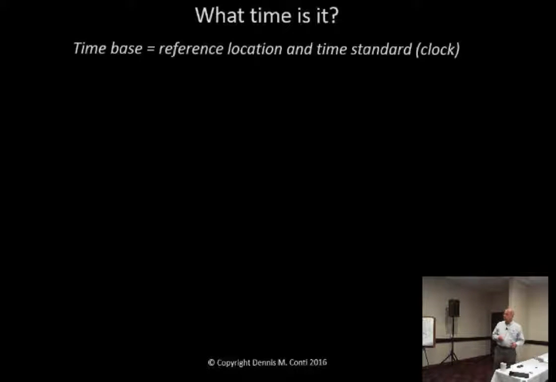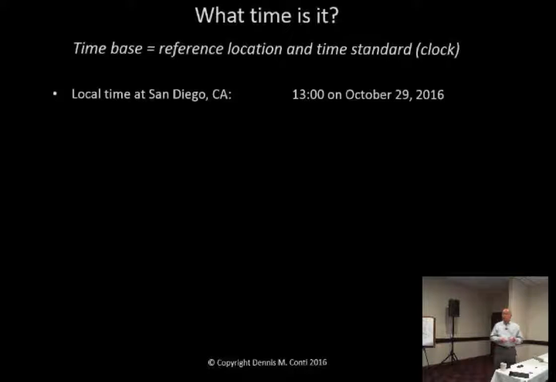So if I said, what time is it? What would we all say? Well, I look at my watch, it's 11:47 and 35 seconds. Okay, but that's San Diego time. Yeah, okay. But I'm using my watch, right? So there's two factors there: where I am and what clock I'm using. Okay? So let's take an example. The point here is that time is a function of where you are and what clock you're using.